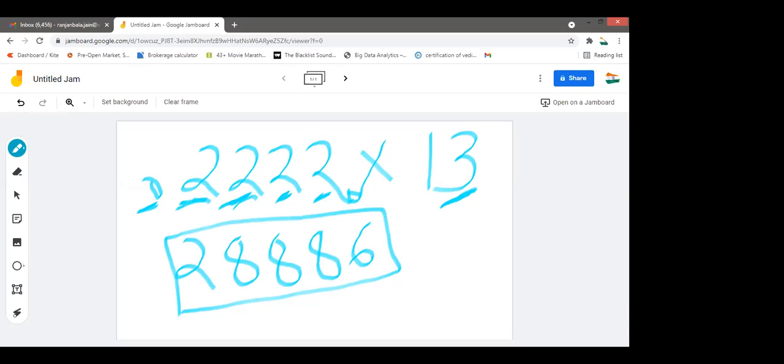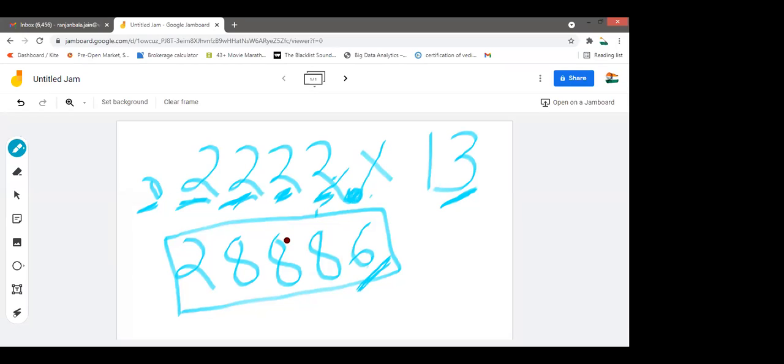Now this digit is multiplied. 3 2s are 6 plus 2, 8. 3 2s are 6 plus 0, 6. In the last it will be 6 because there is no number. It is 0. So 3 2s are 6 plus 0, 6. Simple. Now I get it.